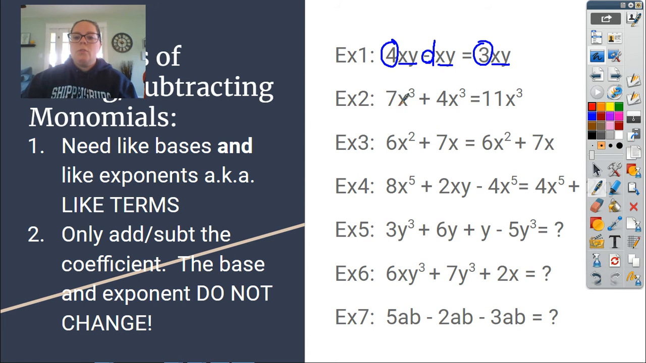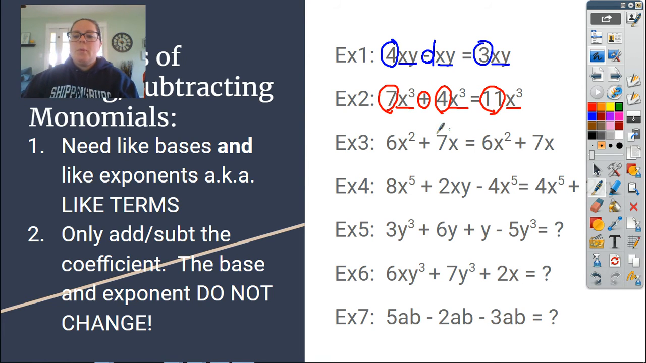So make sure that all you are doing is changing your coefficients. You should not be changing your base and your exponent, or what we call your like term. In example 2, our base is x and our exponent is 3. In this monomial, our base is x and our exponent is 3. So that means that these are also like terms. So again, the coefficients are what are getting added up. In this case, it's addition because of the plus sign. So 7 plus 4 gets me 11. And notice that my base and my exponent, or my like term, is just going to stay the same. We do not change that at all.